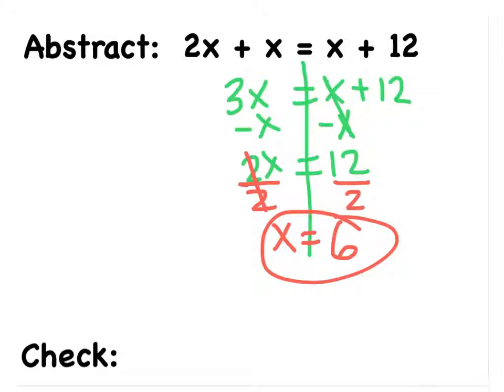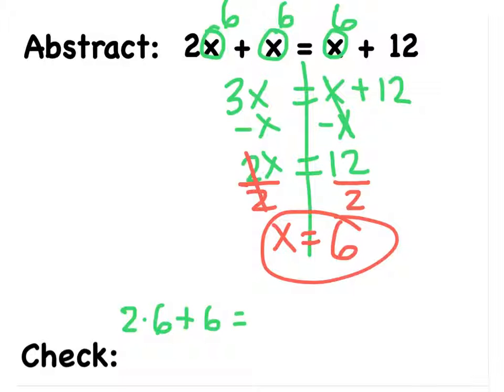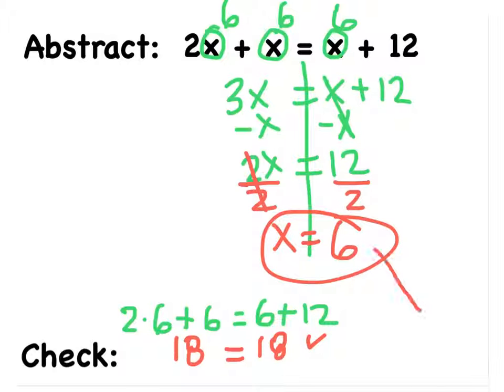Now let's check it. Everywhere in my original equation that I see an x, instead I'm going to write a 6. So I'm going to write 2 times 6 plus 6 equals 6 plus 12. And then I want to check to make sure both sides are equivalent. So 2 times 6 is 12, 12 plus 6 is 18, so one side equals 18. And 6 plus 12 equals 18. Since both sides are the same, that tells me that x equals 6 is the correct final answer.